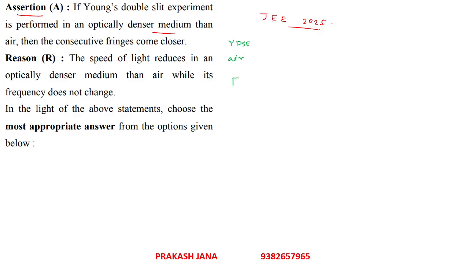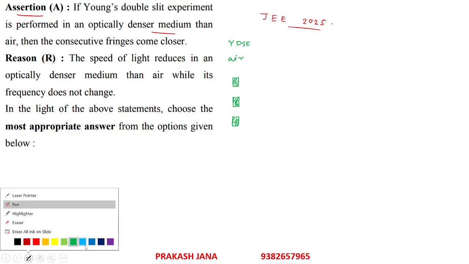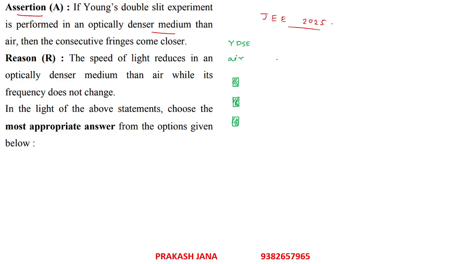Suppose the fringes look like this. This is a bright fringe, then a dark fringe which I represent by simply blank, and this is again a bright fringe, then again dark fringe, again bright fringe. The question says when Young's double slit experiment is performed in a denser medium than air, then the fringes will come closer.